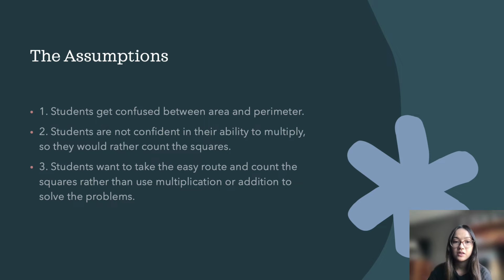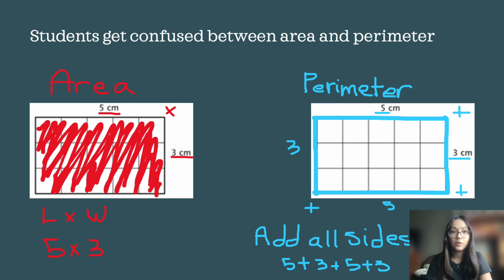Based on the topic that I chose, the assumptions that I came up with are: 1. That students get confused between area and perimeter. 2. That students are not confident in their ability to multiply, so they would rather count the squares. 3. Students want to take the easy route and count the squares, rather than use multiplication or addition to solve the problems. So going back to the first assumption, students get confused between area and perimeter.